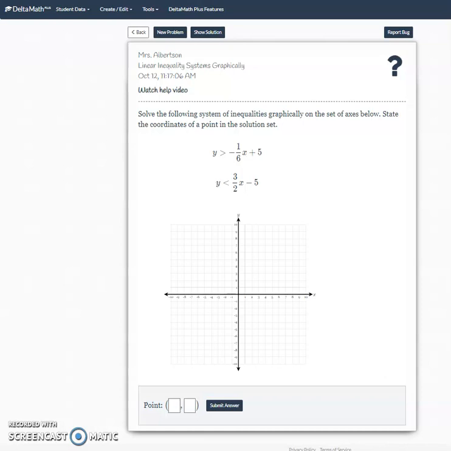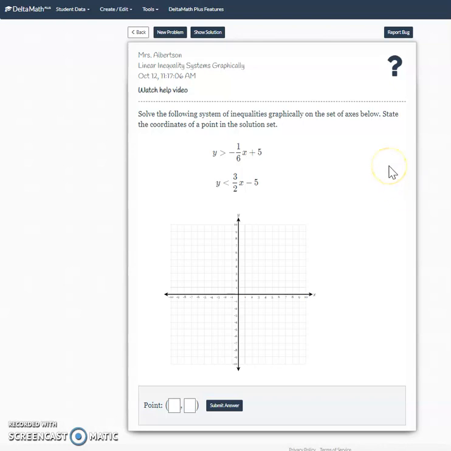Hi everybody, we are going to work on graphing systems of inequalities, and I'm going to use the DeltaMath.com website. I really like how we can do the graphs right on there, as well as the fact that I can do more examples in a shorter amount of time since I'm not drawing them out.